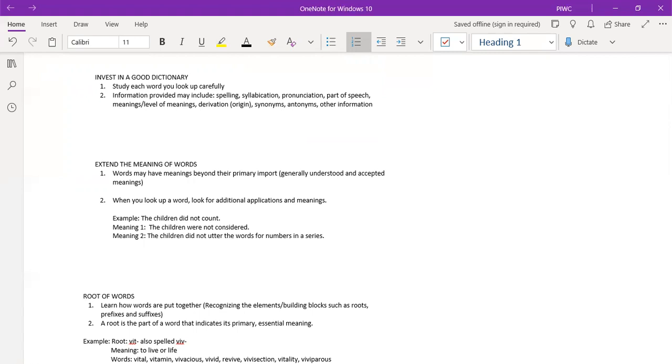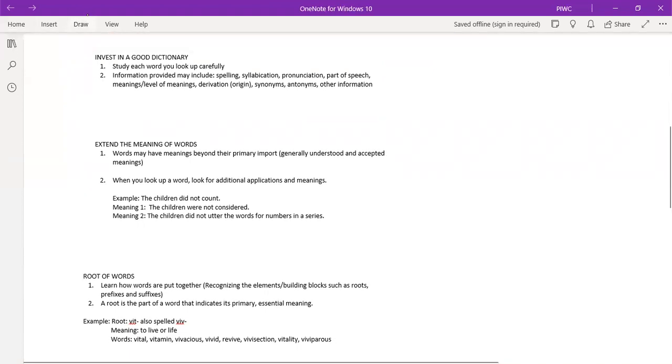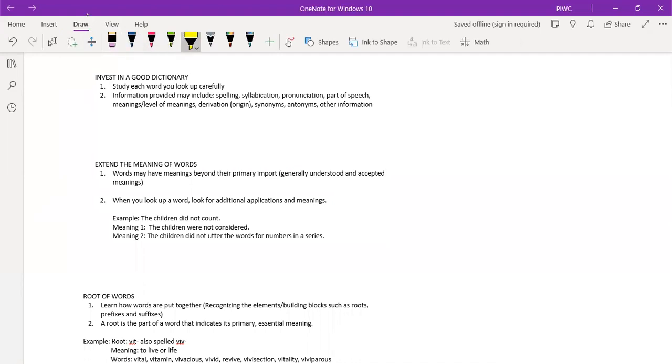And when you take the dictionary and you look at any word, make sure you go beyond the primary meaning of the word. Words may have meanings beyond their primary imports. The primary meaning is the generally understood and accepted meaning of the word. So when you look up a word, look for additional applications and meanings of the word. For example, if we say the children did not count, let's look at that. We look at the word count here.